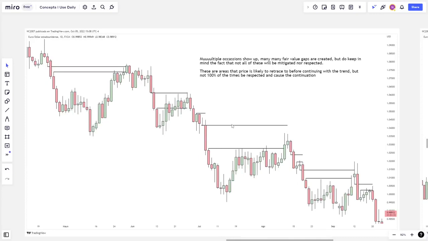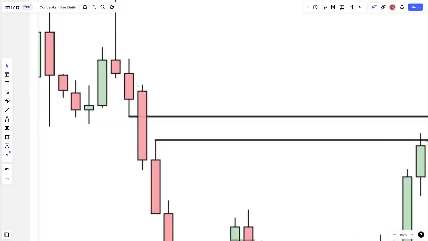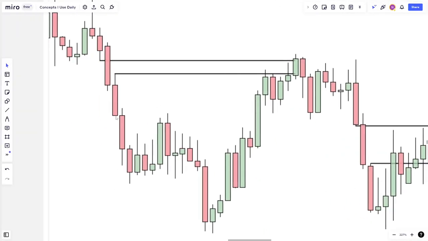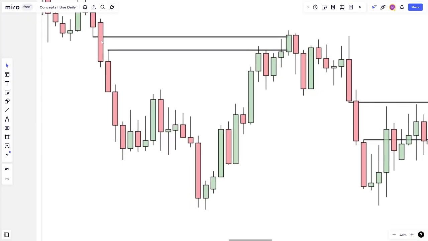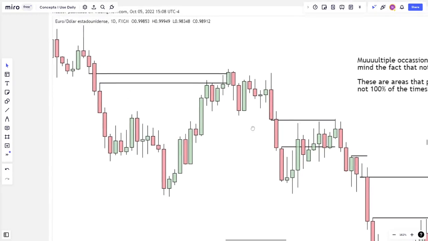But of course, do keep in mind that this is not a 100% thing. These can appear at all times, but that doesn't mean necessarily that they will all be mitigated or that they will all do their job. As an example, there's a fair value gap from candle 1, 2, and 3. There's a fair value gap from this high to this low. There's a fair value gap in here. No, I'm not going to say that. It would be a lot of explanation that I can't do right now.